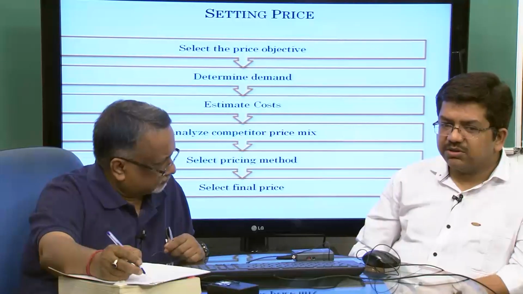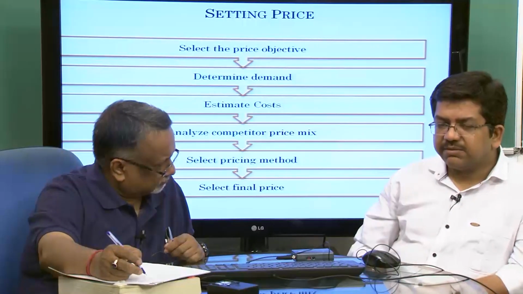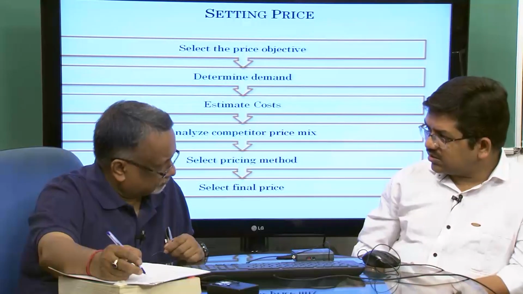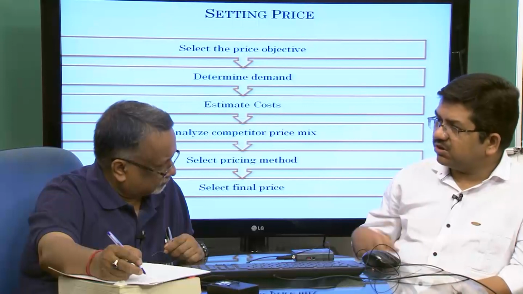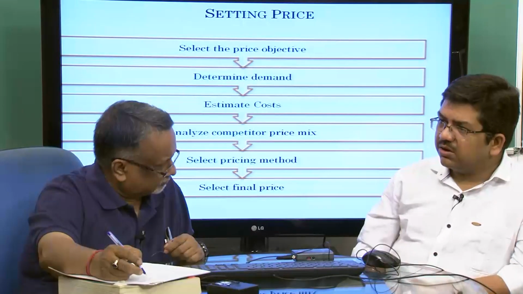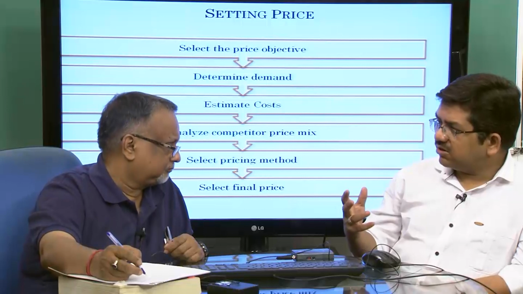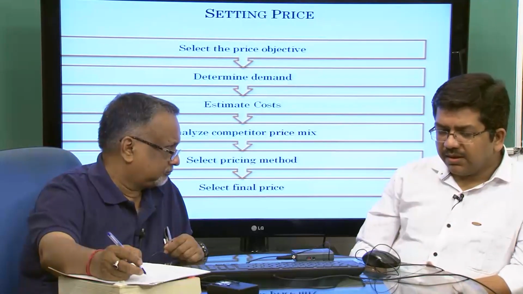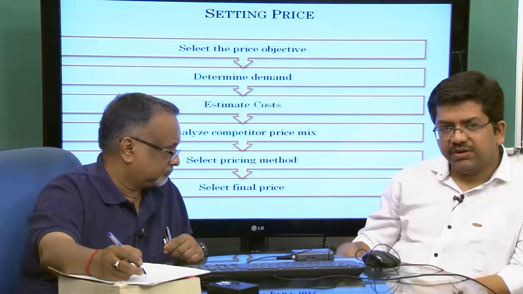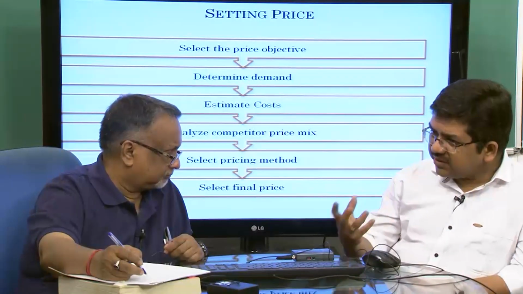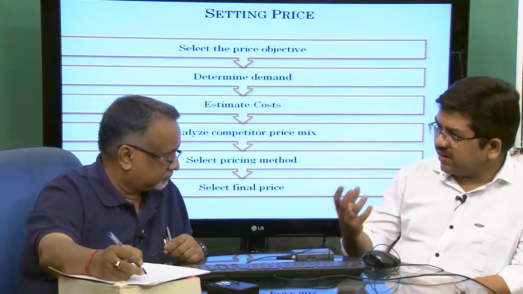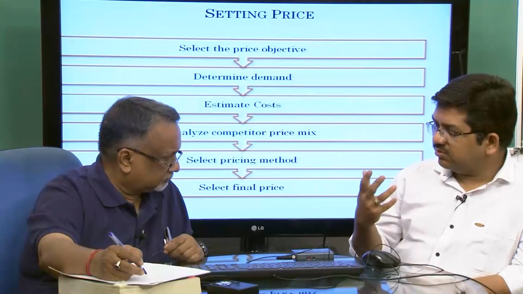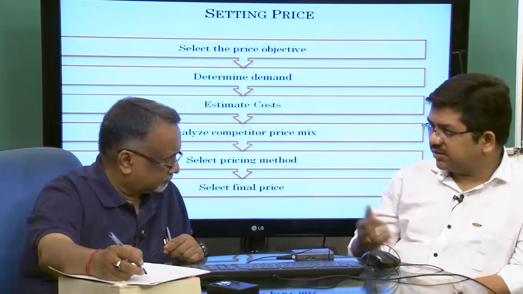Then we looked into the second aspect of setting the price. Once we have determined our pricing objective, we need to look into the demand, and we estimate our cost. In the cost aspect, we looked into the total cost, which is the sum of fixed cost plus variable cost, and from there we looked into how we need to assess the competitors' response, that whatever we price and our pricing moves, how the competitors are going to respond in different situations.